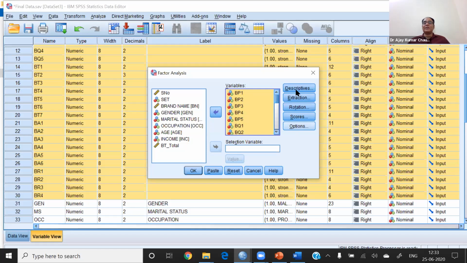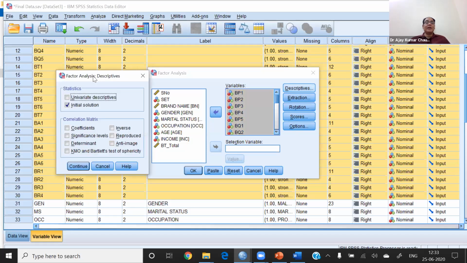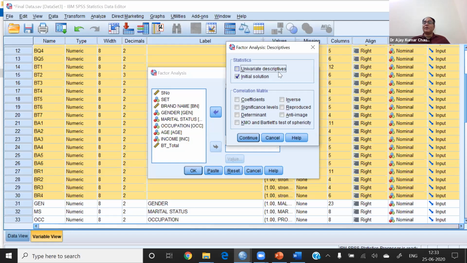So first go to Descriptives. In Descriptives, we have univariate descriptives. We don't want to see the mean, mode, median at all. We don't want to see the coefficients, inverse, significance levels, determinant. We don't want to see any of these. So what do we have to see?